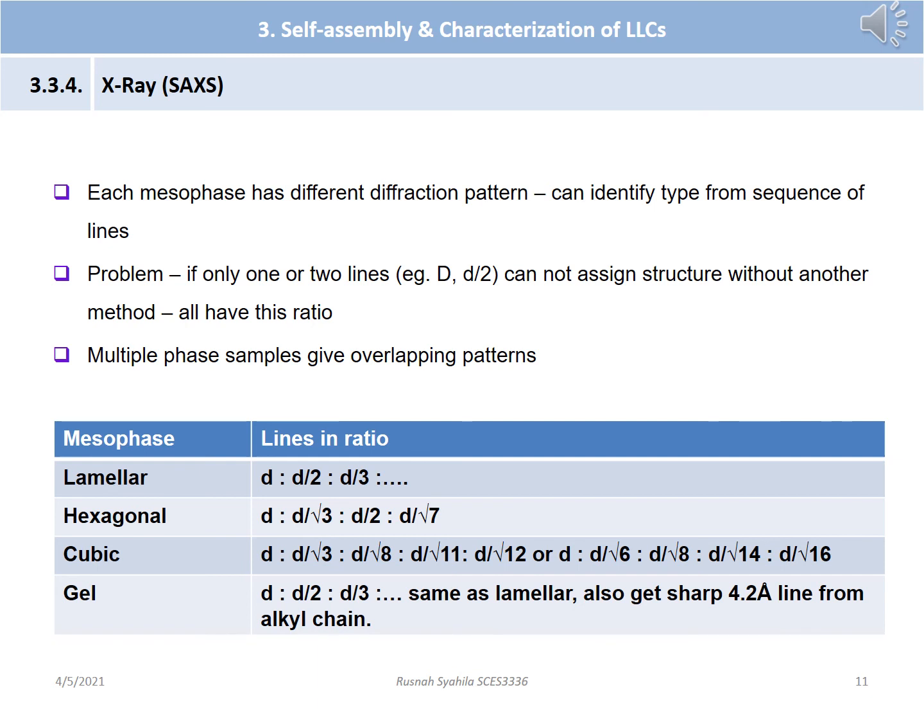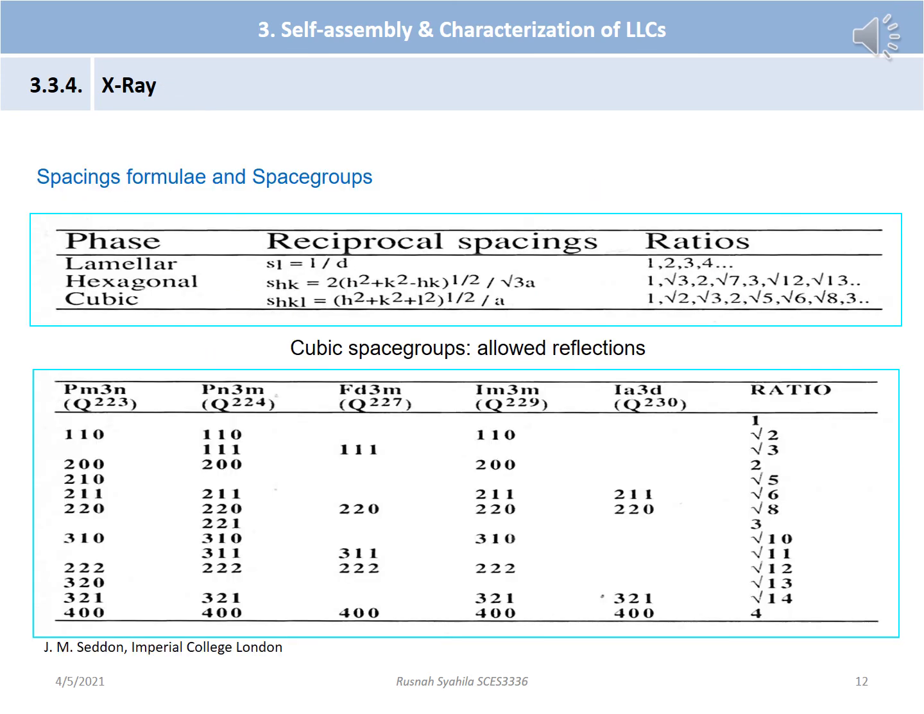From page 14 to 17 is the summary on phase, diffraction image, and the plot of intensity versus X-ray scattering vector for lyotropic mesophases. These are the summary of spacings formulae and space groups for lyotropic mesophases.